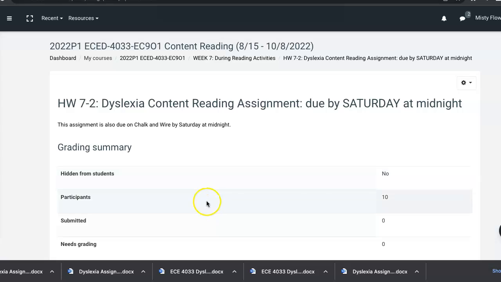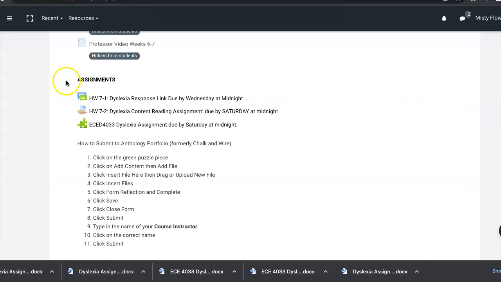Here is where you're going to submit your assignment. You're also going to upload it to Chalk and Wire, Anthology Portfolio. When you submit to Anthology Portfolio, please be sure that your artifact reflection and your dyslexia assignment both are showing. If you check for this, it's going to save us both a lot of time.